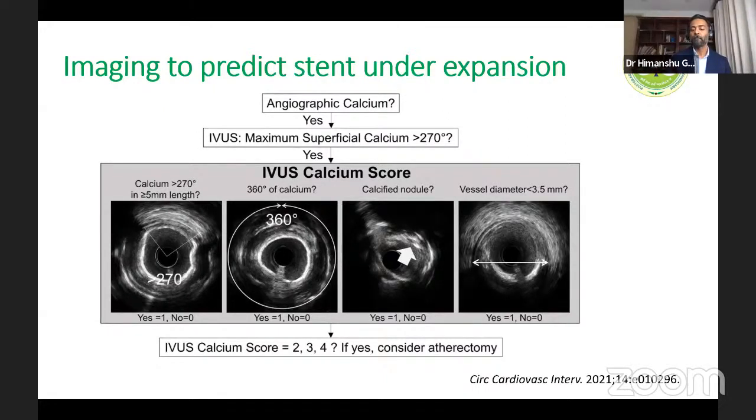But what is often missed is that this always starts with angiography, whether there is angiographic calcium or not. So we cannot take imaging and interpret the imaging in isolation. If there is angiographic calcium, then you should measure the score. If there is no angiographic calcium, as has been shown in multiple studies, generally the calcium burden is less. And even if the calcium is there on imaging, it is generally thin and easily modified by a normal balloon. So if there is calcium on angiogram, then the calcium score comes into play. And that is the point that is sometimes not put across as clearly.